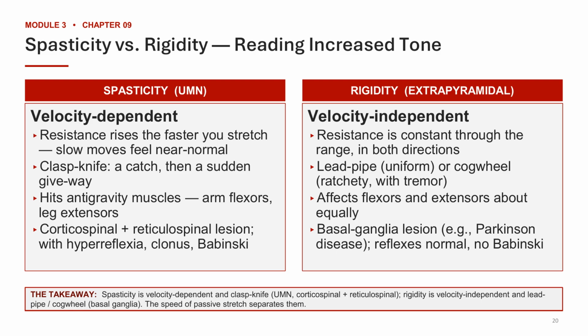So here is the practical test. Vary your speed. If resistance changes with velocity, you are feeling spasticity, and you should be hunting for corticospinal signs. If it does not change, you are feeling rigidity, and your differential moves to the basal ganglia.